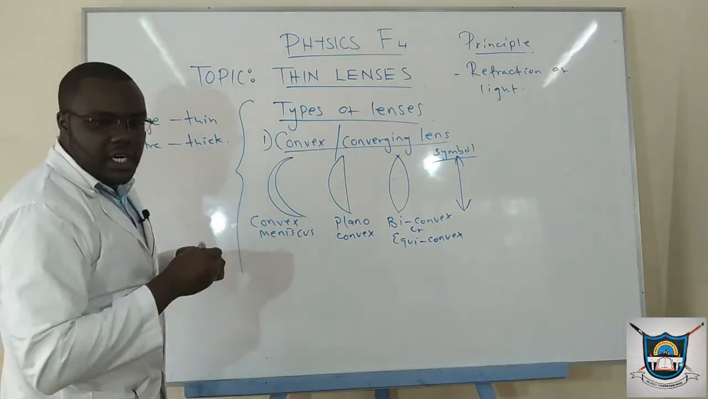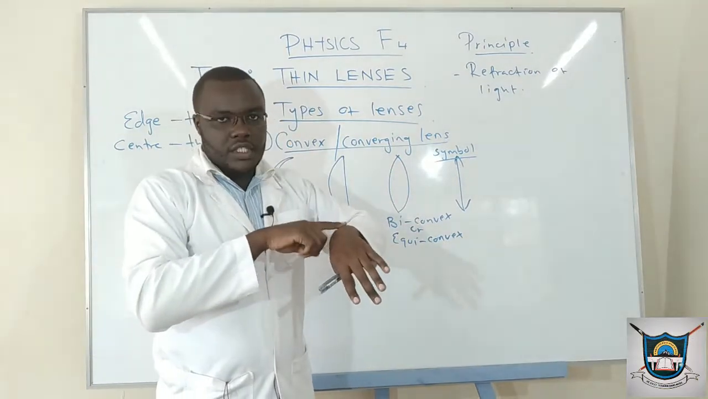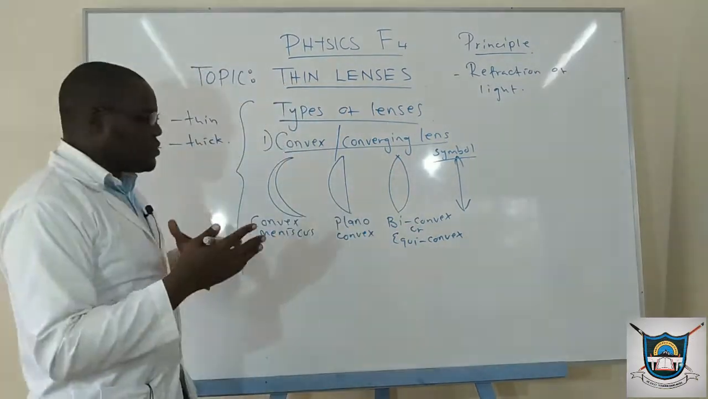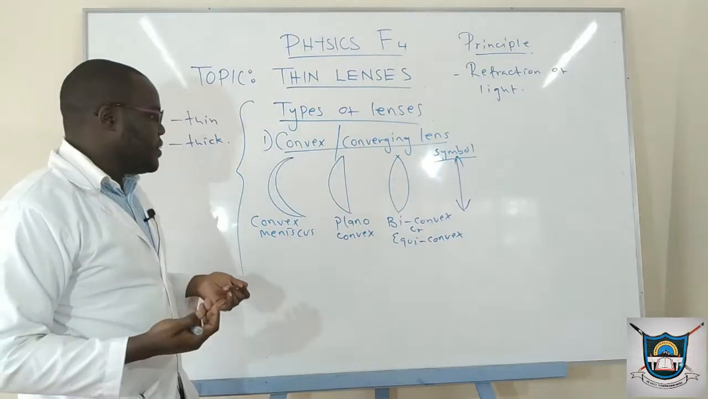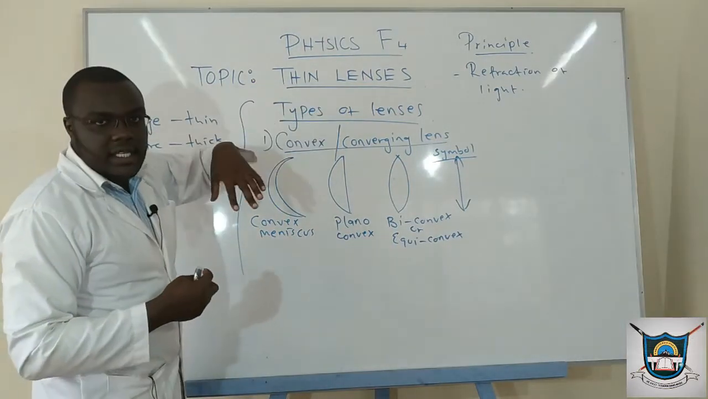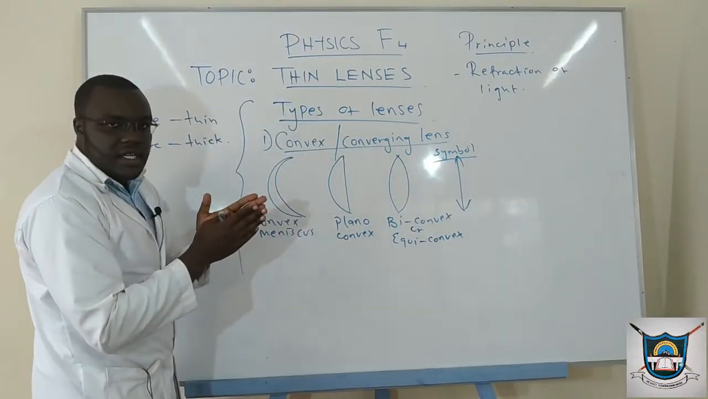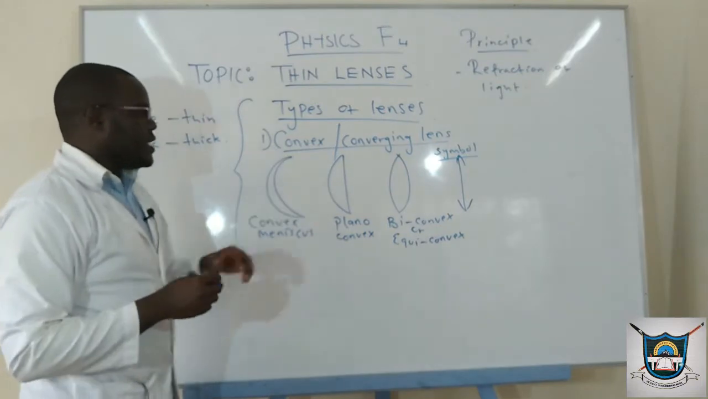So maybe you're walking around and you have just collected a lens. Maybe somebody's watch had dropped a lens, and you want to know which type of lens you are dealing with. It is good to learn that convex lenses are designed in such a way that the edges, these corners, are somehow thin as compared to the center part.